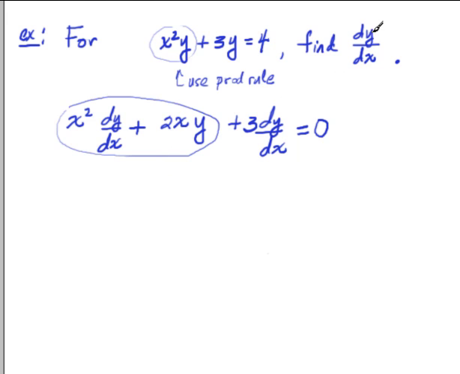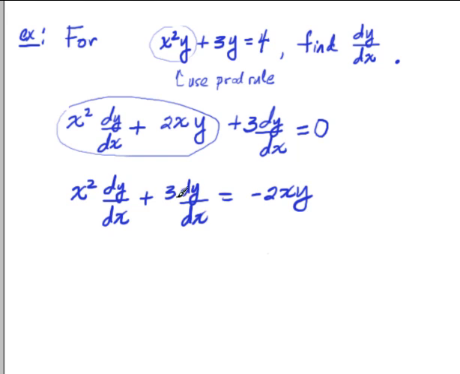Now, let's solve for dy/dx. Sometimes we do that. So the way we solve for dy/dx is first keep dy/dx on one side of the equation and subtract off any term that doesn't contain dy/dx. So we'll subtract 2xy, put it on the other side. So we have x squared dy/dx plus 3 dy/dx is equal to minus 2xy.